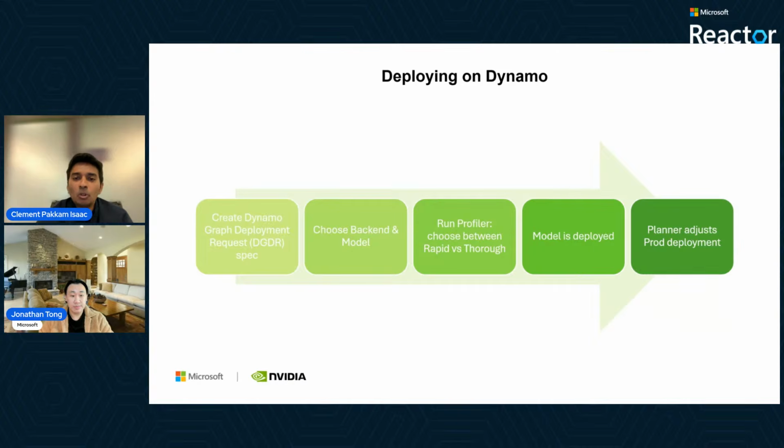You can declare all this upfront, and something else you can configure as part of it is the SLA target. So what are the SLA metrics that you are looking for as part of this deployment? You can configure them all within the DGDR, and from there you run the Dynamo profiler.